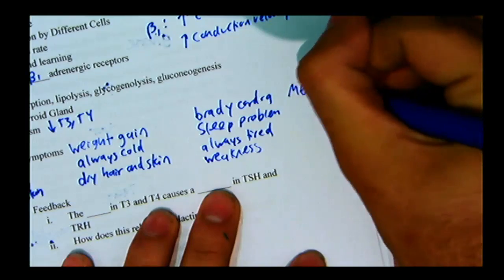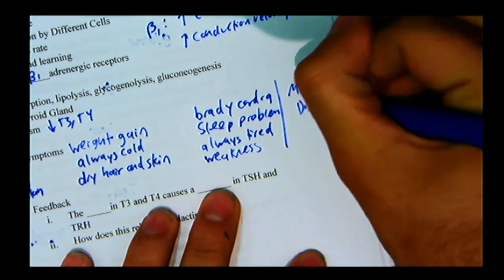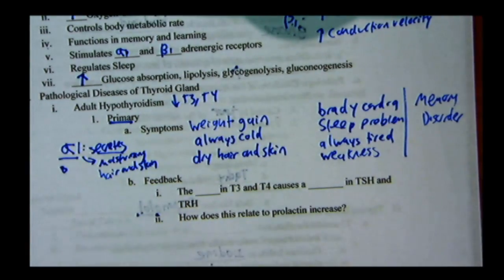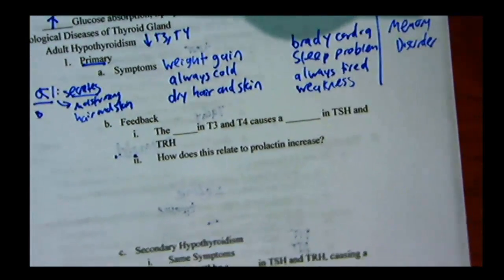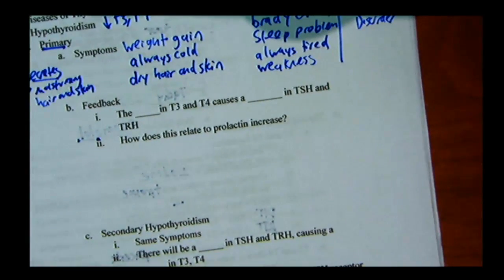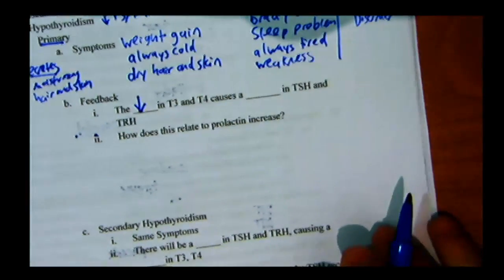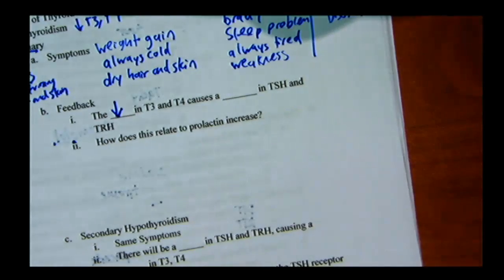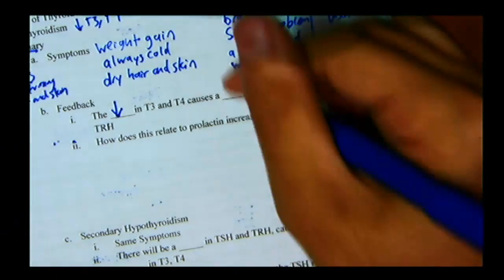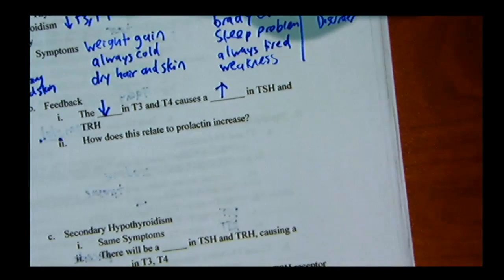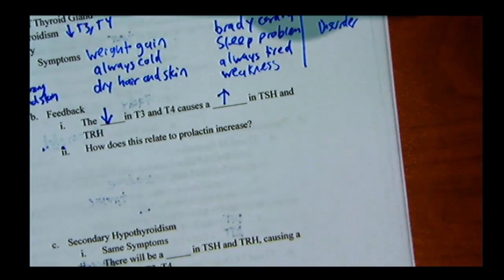So feedback. So what do you have with hypothyroidism? An increase or decrease in T3, T4? Decrease in T3, T4 causes a what in TSH and TRH? Increase. You're getting the hang of it, guys. I think that's Graves, because that's for autoimmune. This isn't autoimmune. Yeah, but it's okay. We'll get there. Keep that for Graves.